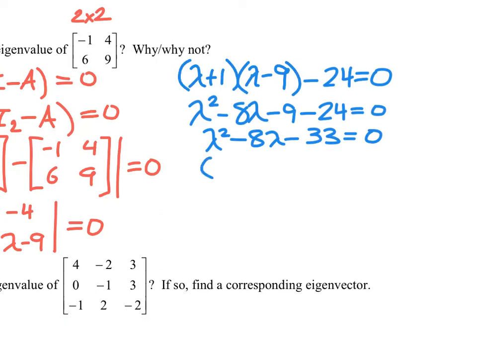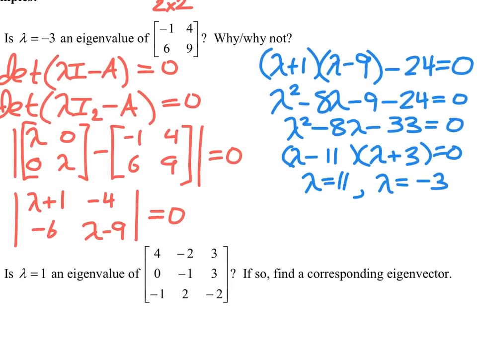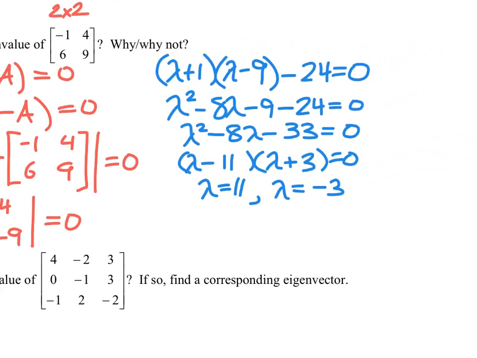11 and 3. Lambda minus 11, lambda plus 3. And so lambda equals 11, and lambda equals -3. All right, is lambda equals -3 an eigenvalue? Yes. And the answer to why is C below.